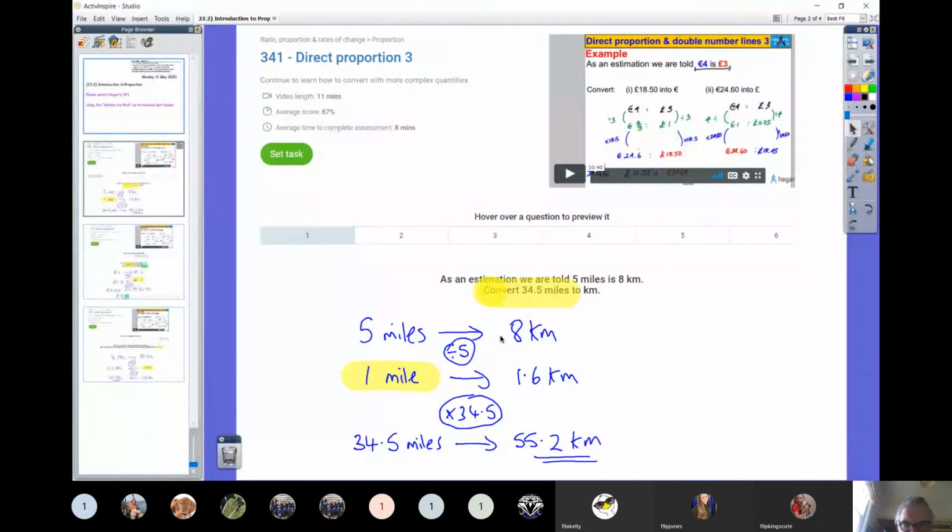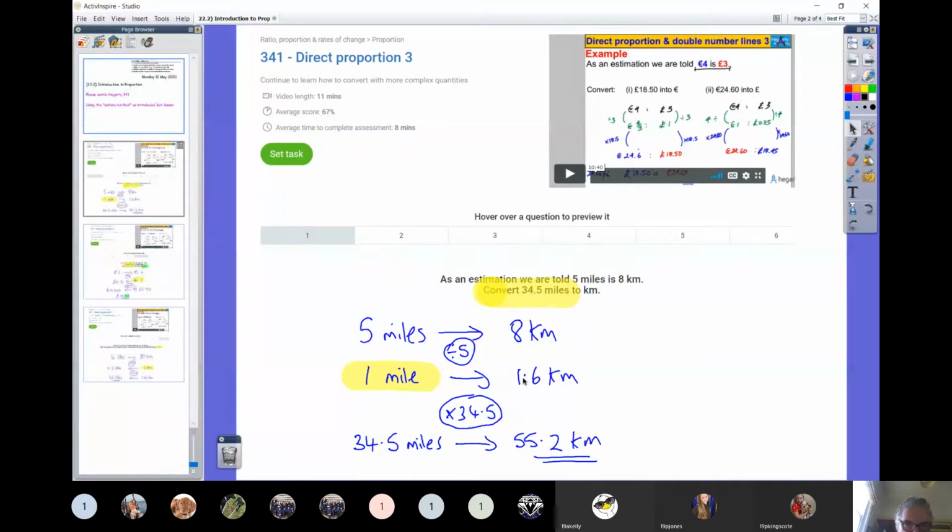Now we're being asked to convert some miles. So we need to get to the position where we know what 1 mile is, because once we've got 1 mile, we can easily go to 34.5 miles by multiplying by 34.5. So the key bit here is that you look ahead and see that you're converting from miles. Therefore, we want to have 1 mile. Therefore, we choose to divide by 5, because that takes us from 5 miles to 1 mile. So we divide the miles by 5, we divide the kilometers by 5. 8 divided by 5 is 1.6.